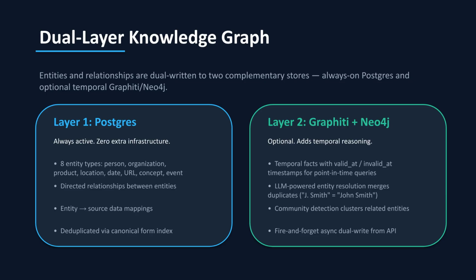Our dual-layer knowledge graph stores entities and relationships across 2 complementary stores. Layer 1 is always on Postgres, handling 8 entity types and basic relationships. Layer 2, using Graphiti and Neo4j, is optional but adds temporal reasoning and LLM-powered entity resolution for advanced queries.